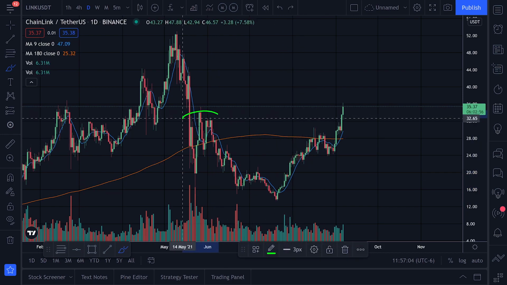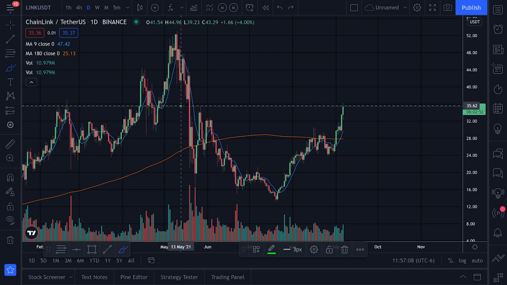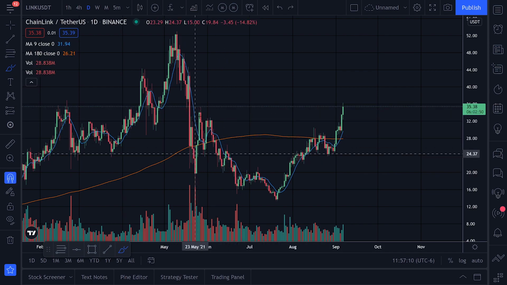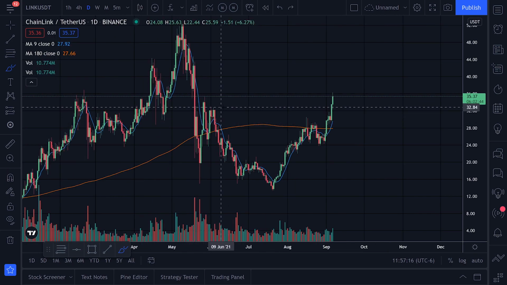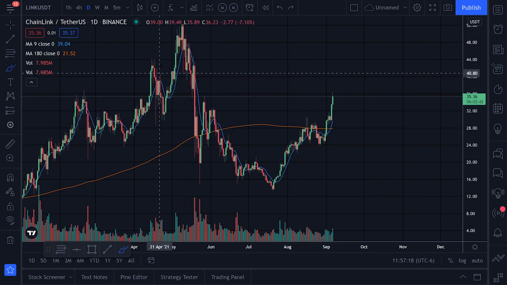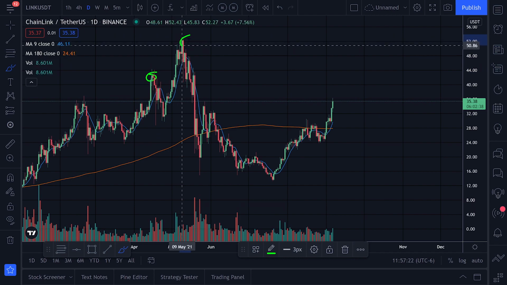Can we make it up here? I was targeting this area right there. It looks like right now we're somewhere right here. So it looks like we're breaking out of this area, at least the bodies. So that's what I had been targeting. The next thing I'm kind of targeting is this little resistance right here and the top over here.